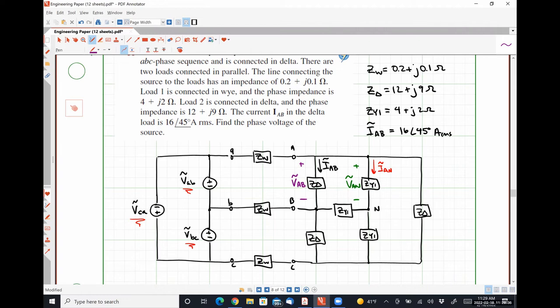right now we know what this current IAB is, right? With this delta configuration, which is going to give us this voltage, right? Because these are connected in parallel, this voltage VAB represents the line-to-line voltage across the Y-connected load as well, which is why our transformation is going to work. Does that make sense? Yeah. So this VAB is going to be this VAN minus this VBN, which will directly allow us to calculate that VAN.